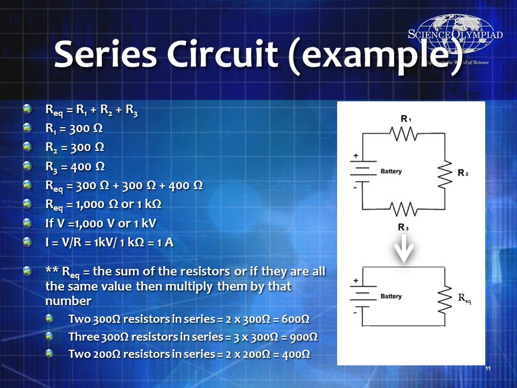So keep in mind, R equivalent is going to be equal to the sum of resistors, or if they're the same value, you can just multiply them by that same number. So two 300 ohm resistors in series is 2 times 300, which is 600. Three 300 ohm resistors would be 3 times 300, and two 200 ohm resistors in series would be 400. 2 times 200 is 400.